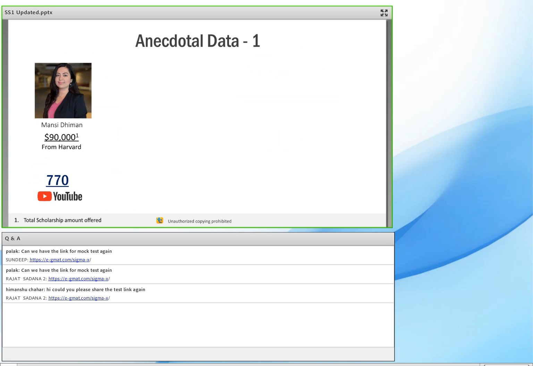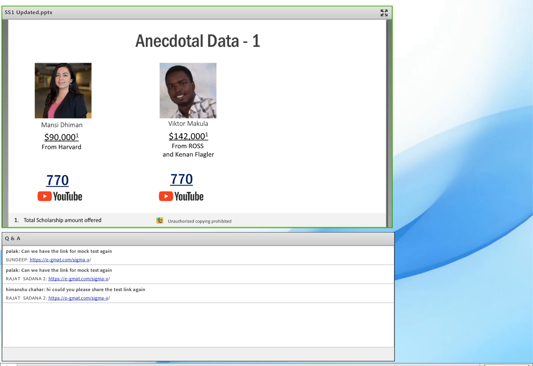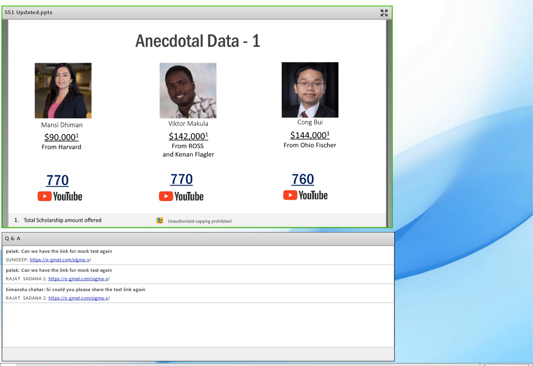Now, some more anecdotal data. Mansi scored 770, got $90,000 scholarship from Harvard. She secured admits from Harvard, Stanford, Wharton, Kellogg, as well as INSEAD. Victor scored 770, got a full ride from Ross and Kenan-Flagler. Kong Bui scored 760. He not only got a full ride from 5 different business schools, he actually got money to study at Ohio Fisher. So he was paid about $1,700 a month as stipend to study at Ohio Fisher.